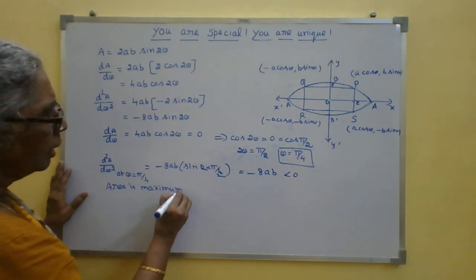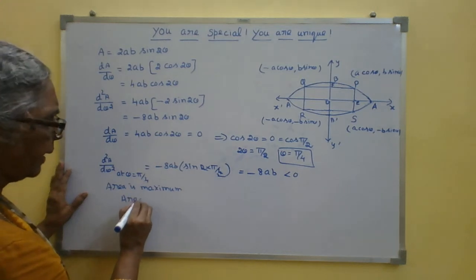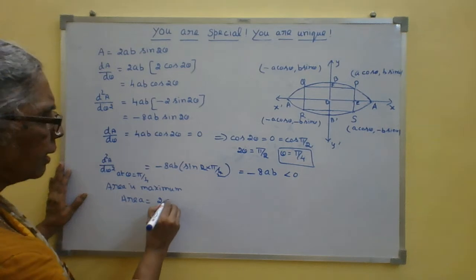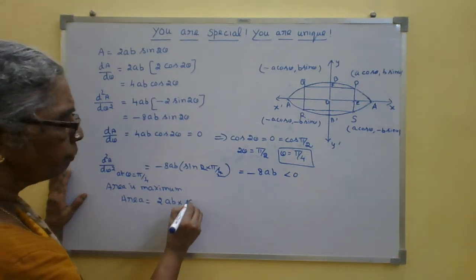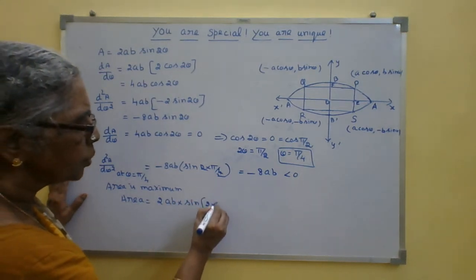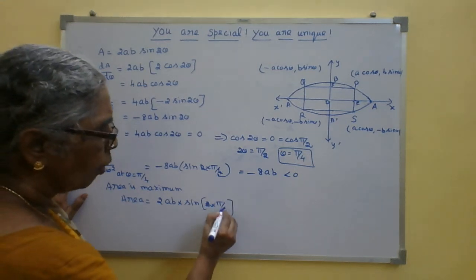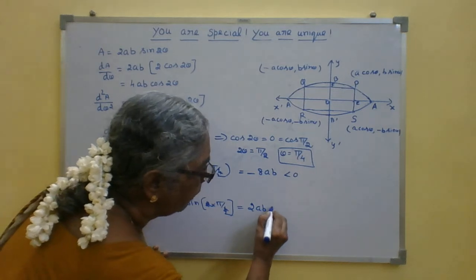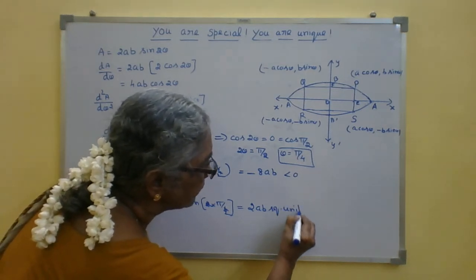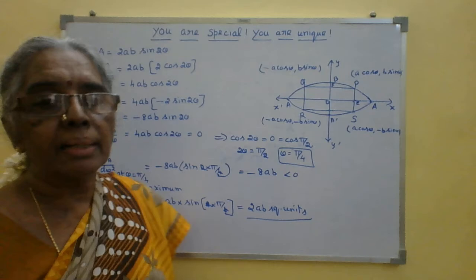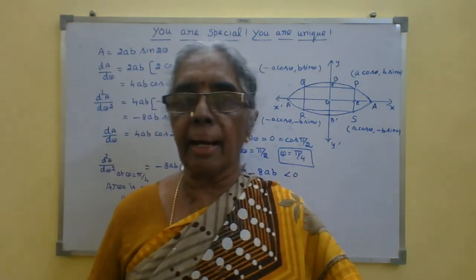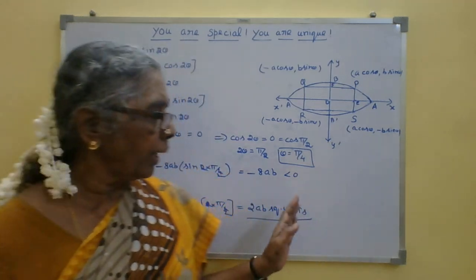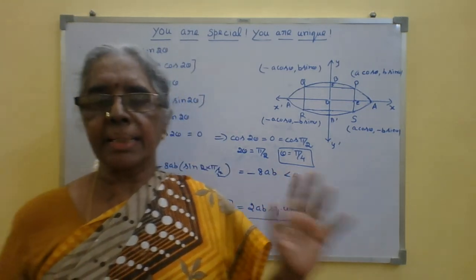Okay. Now let me find what is the greatest area. That is what I have to find. The area is 2ab sin 2 theta. So it is 2ab into sin 2 theta, which is 2 into pi by 4. So I will get sin pi by 2, which is 1. So I will be getting 2ab square units. So now you can write the conclusion as the area of the greatest rectangle that can be inscribed is 2ab square units. Hope you understand this sum.